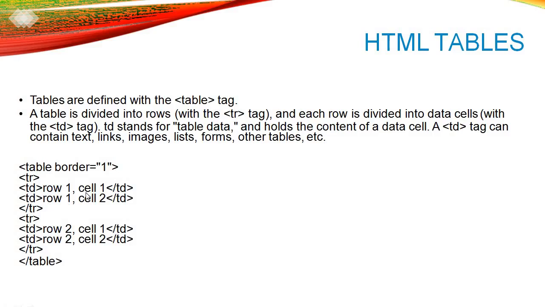TR is the table row and TD is the table data, which contains data cells. So here are row 1, cell 1, row 1, cell 2, then the closing of TR, that is table row 1, is closed. Next, a new row will open. So we will write the HTML tags like TR, table data, and the data cells: row 2, cell 1, row 2, cell 2, then the closing of TR and the closing of the table. So this is the syntax of how we can create an HTML table in the HTML language.